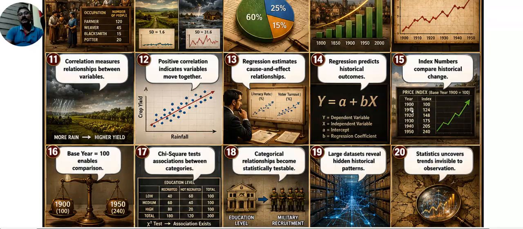For example, in the year 1900, if the price index is 100 and in 1950 it is 240, it implies there is a 140% increase of price compared to the base period. The base period is always taken as 100.